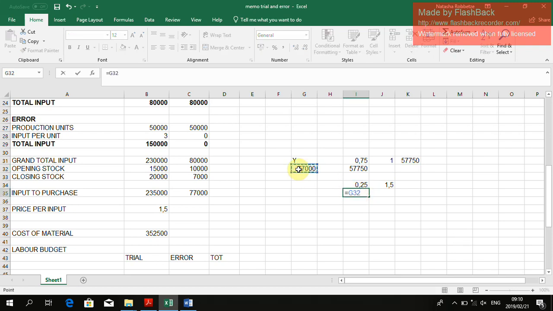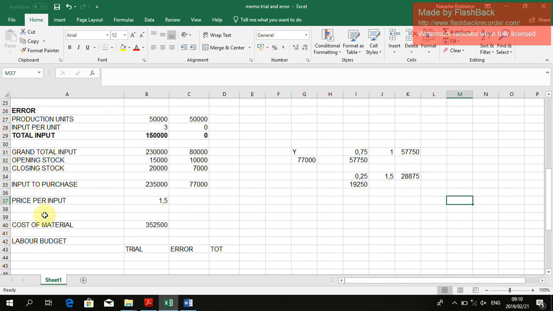Then for the 77,000, the last 25% needs to be calculated. That's going to be 77,000 times 25%, and that's going to give me 19,250 kilograms. Those kilograms will be purchased at R1.50. I need to take those kilograms and multiply them by the higher price, which gives 28,875. So I'm going to write this in.